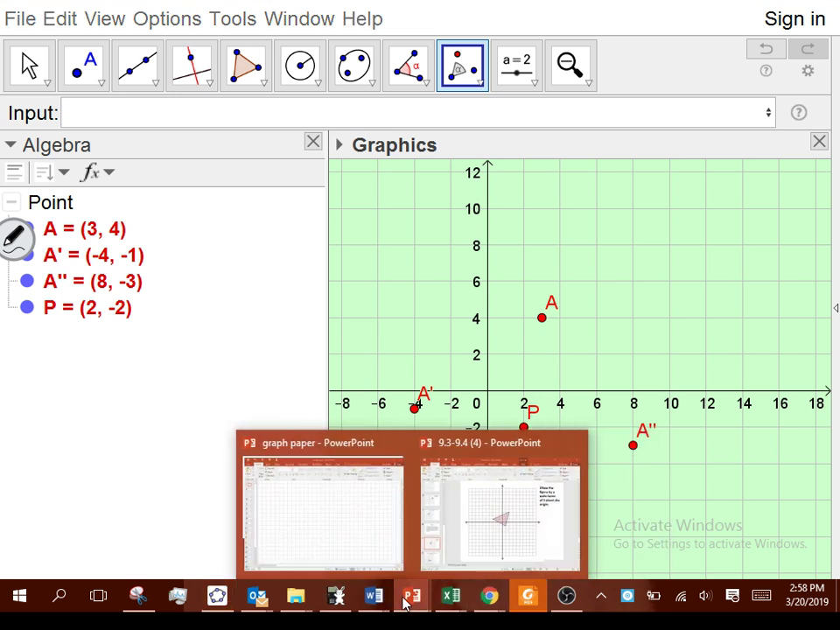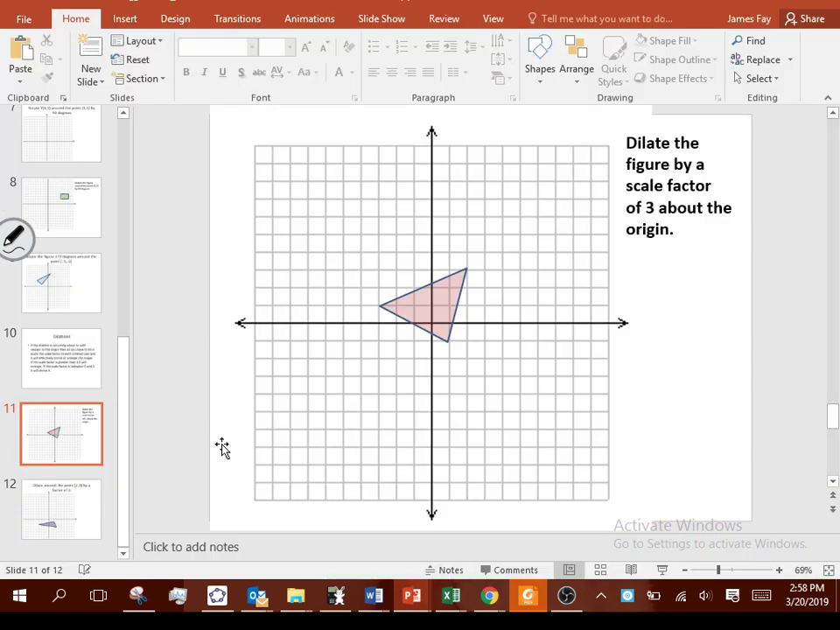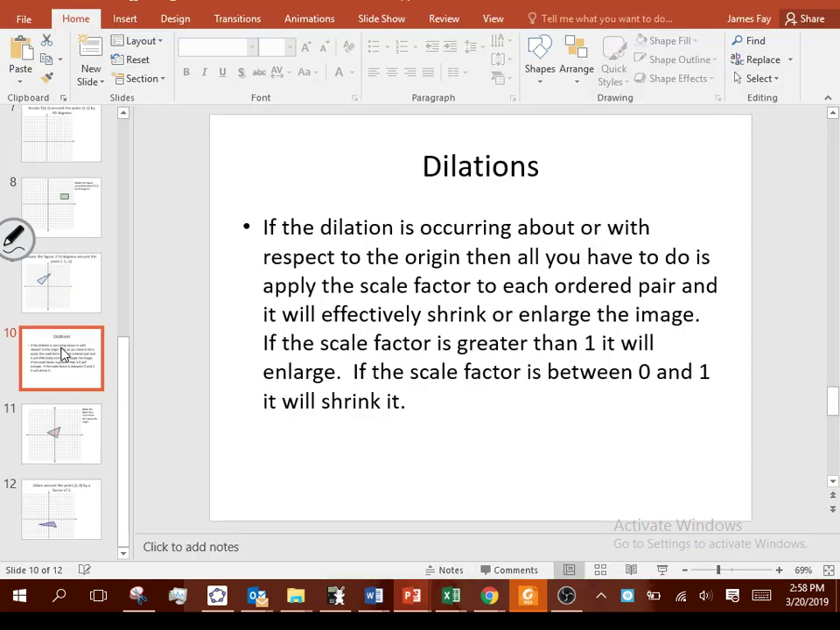Okay? I want to talk briefly about dilations today. I already talked about rotation. So, a dilation. Everything we've done so far with rotations and translations and reflections has been what we call an isometry, meaning that the pre-image and the image are ultimately congruent shapes. When we do a dilation, we don't get congruent shapes anymore.